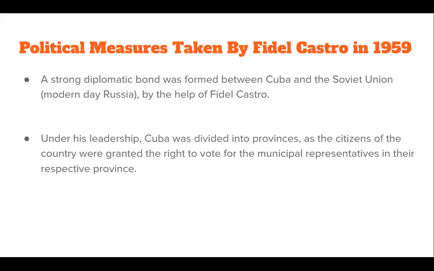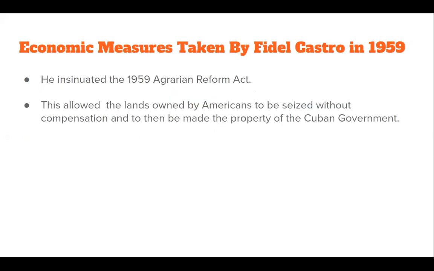He provided health care for Caribbean nationals. Some more political measures. A strong diplomatic bond was formed between Cuba and the Soviet Union, which is now known as Russia, by the help of Fidel. Under his leadership, Cuba was divided into provinces, as the citizens of the country were granted the right to vote for the municipal representatives in their respective province. Economic measures taken by Fidel in 1959: he instituted the 1959 Agrarian Reform Act. This allowed the lands owned by Americans to be seized without compensation and to then be made the property of the Cuban government.